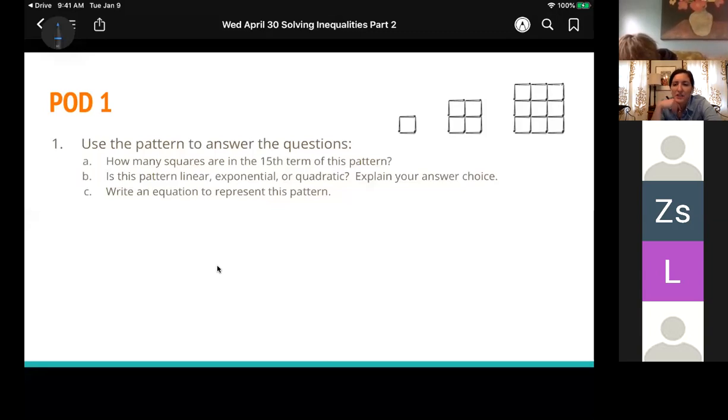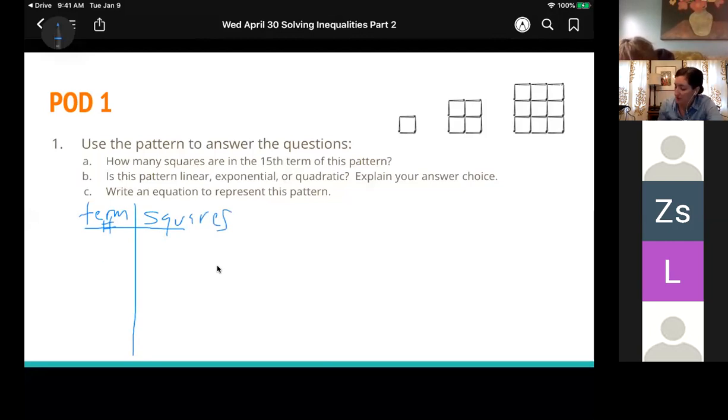So for the 15th term, or just generally, what do you see as the pattern for how many squares are in the term? So here's our term number and our squares. All right, how about our first term?